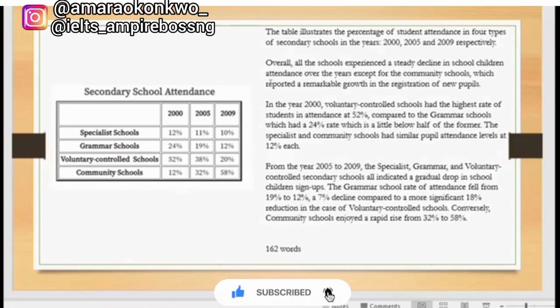Now, this is a summary of the whole report, from the introduction, the overview, the 2 body paragraphs, and we have a total of 162 words. And this is very fine. This is so good. So you notice that we did not talk about every single thing per se. And that is how it should be. You shouldn't be talking about all the information that you can see. Talk about the obvious things that you can clearly see.